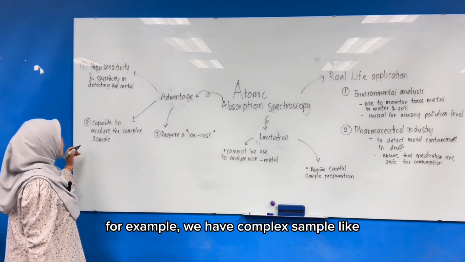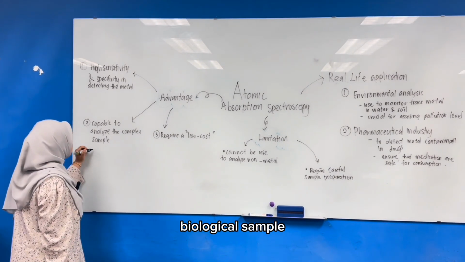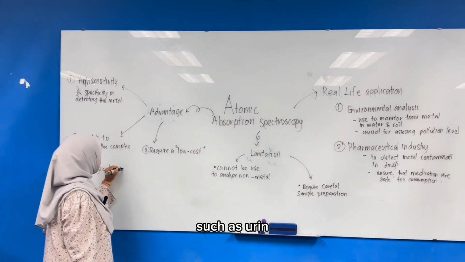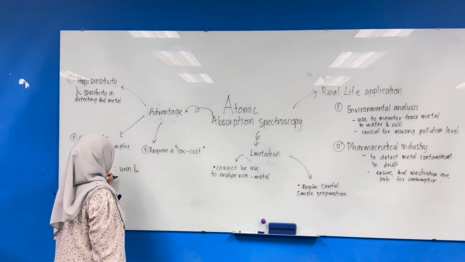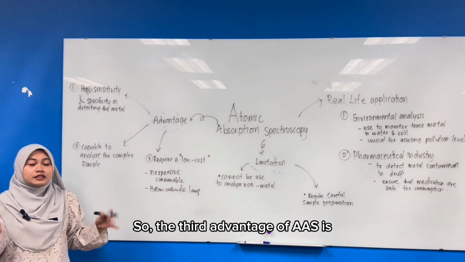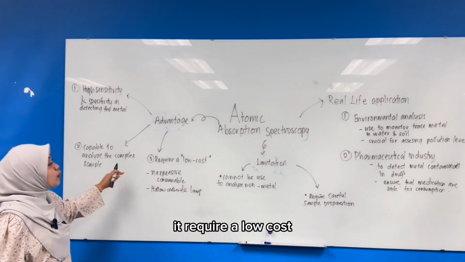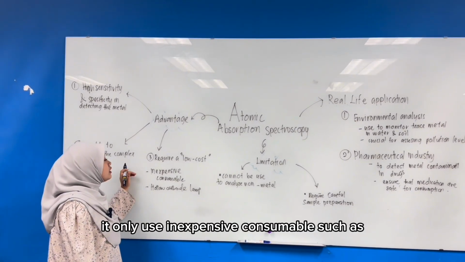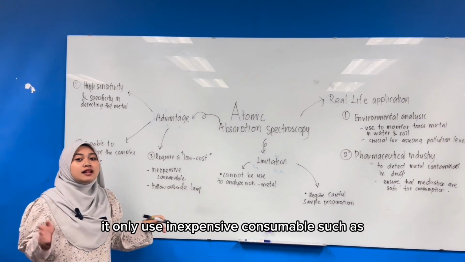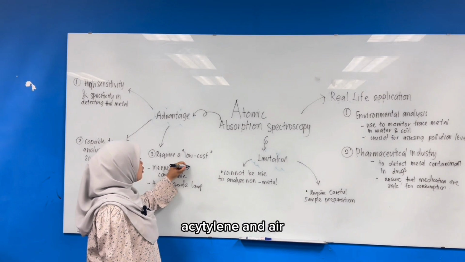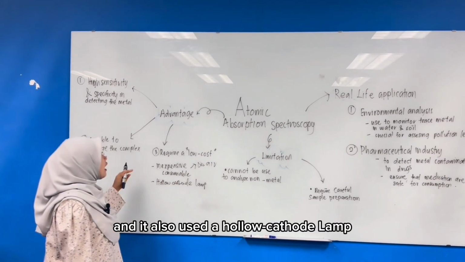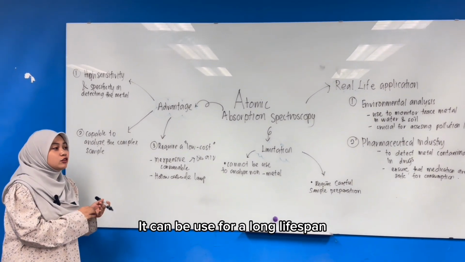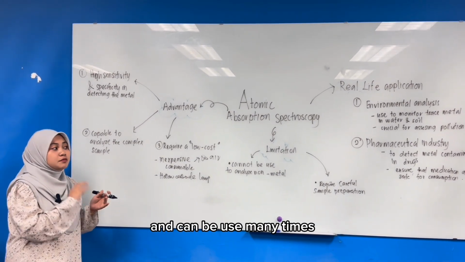For example, a complex sample like a biological sample, such as urine and blood. The third advantage of AAS is that it requires low cost. Why does AAS require low cost? This is because it only uses inexpensive consumables such as acetylene and air. It also uses a hollow cathode lamp, which has a long lifespan and can be used many times.